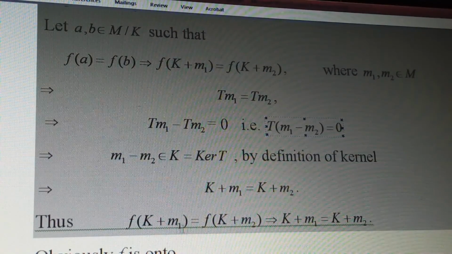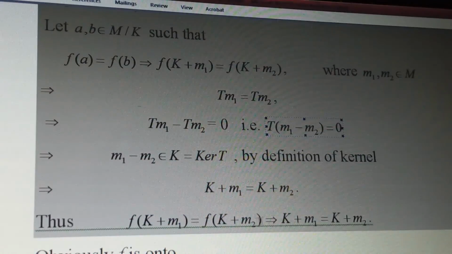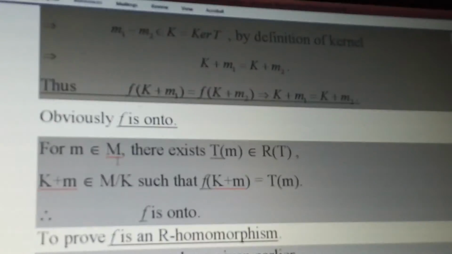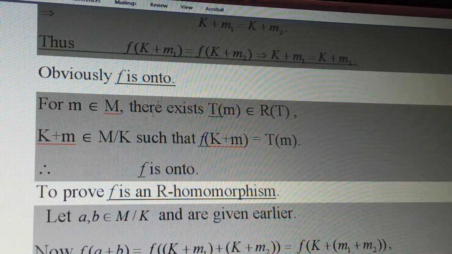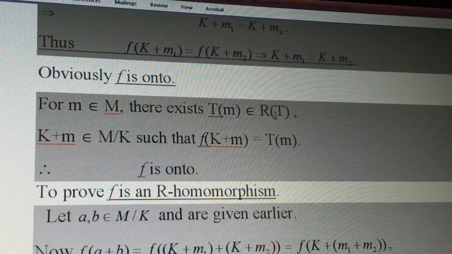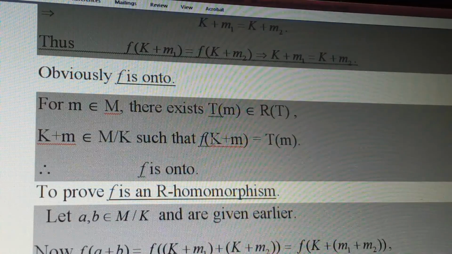Here f(K + m1) is equal to f(K + m2), this implies K + m1 equals K + m2, meaning images and these are their elements. So f is 1-1. Now f is onto. For f to be onto, let m be any element in M; there exists Tm, an element in the codomain RT, and K + m belongs to the quotient module such that f(K + m) is equal to Tm, and this condition shows f is onto.